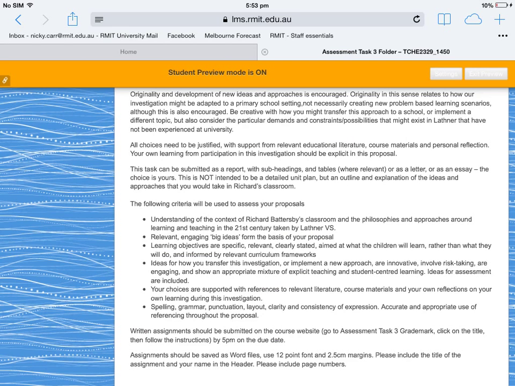What we're looking for in this proposal is originality. Now, when we say that, we don't mean an original idea necessarily about a problem, a different problem-based learning scenario, but it's originality in how you adapt the approach that we have modelled here at university to a primary school setting. Be creative with how you might transfer this approach to a school.